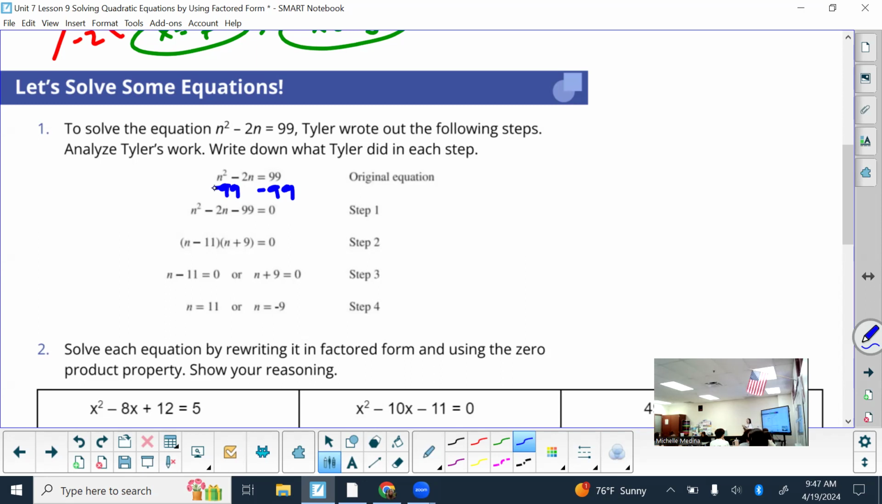So for step 1, you could say that they set the equation equal to 0. And you can say by subtracting 99, but I think that's pretty clear in my regular class. Now you do the rest. Tell me what he's doing in each step. Now what is he doing to go from this to this? And this to this. And that's what I need.